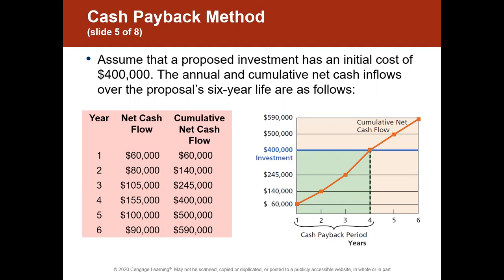Again, these are all projections. So there are estimates. We're not going to know for sure until we actually use the asset. But based on that, we think it's going to take us 4 years to get back the money that we invested in the asset. Here they just plotted it, right? First year, 60. So they just did like a cumulative net cash flow. Then 140, 245, and then finally 400 at year 4.